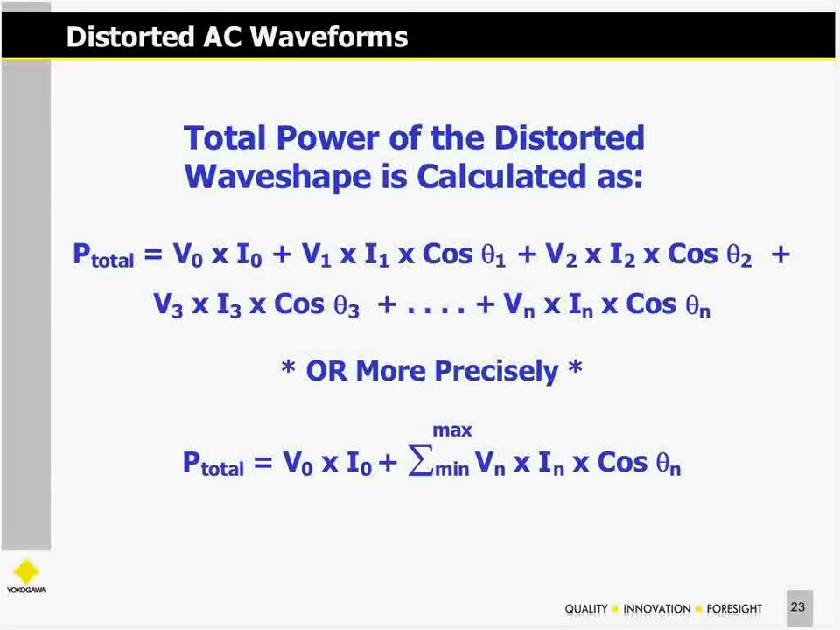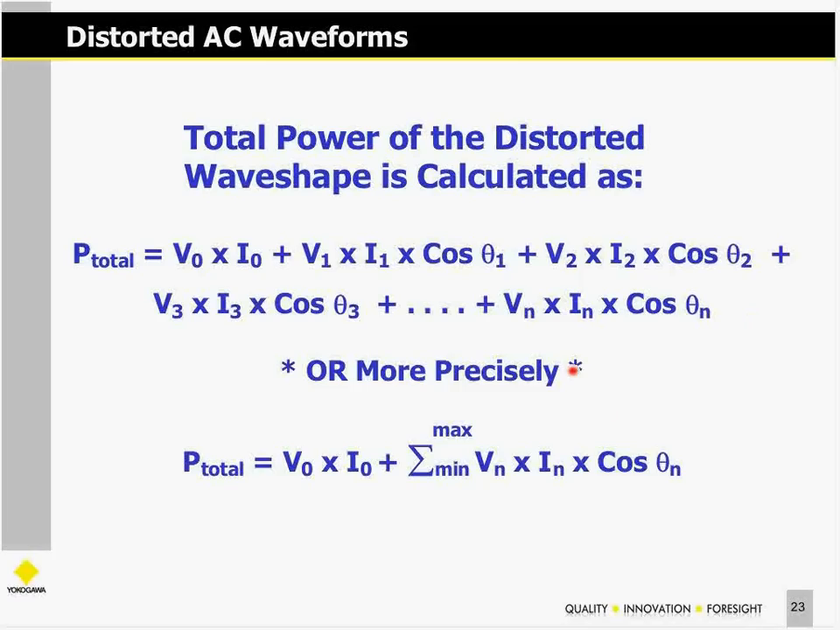Now, when we talk about total power of a distorted wave shape, typically it is calculated as the DC component plus the sum of each of the harmonic components. So in the simplest form, this would be our fundamental voltage times fundamental current times the angle between that voltage and current, okay? And then so on, the second order, the third order, and so on out to the nth order of harmonics that are present in that distorted wave shape.